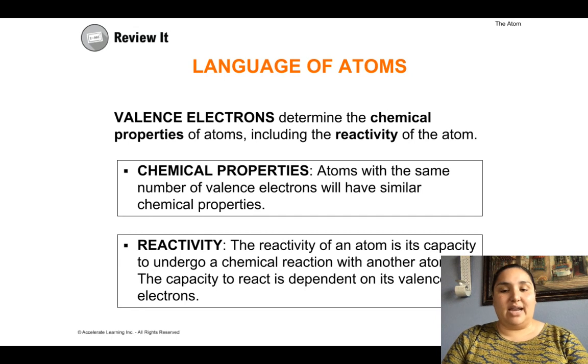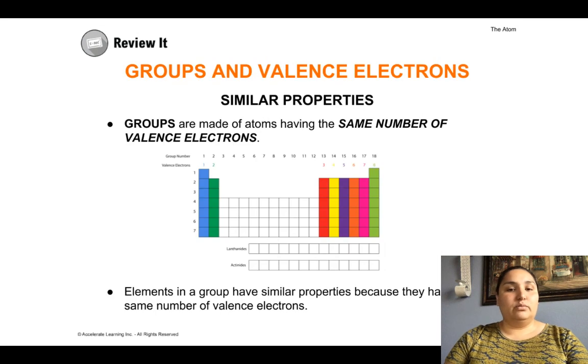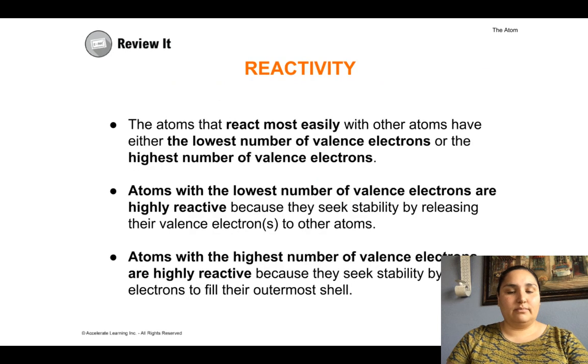Reactivity. The reactivity of an atom is its capacity to undergo a chemical reaction with another atom, how it reacts when you combine it with another atom. The capacity to react is dependent on its valence electrons. So groups run vertically and are made of atoms having the same number of valence electrons. So here, once again, you have your special groups, your alkali metals, alkali earth metals. You have your halogens in group 17 and your noble gases in group 18. And they have the same types of properties, okay?